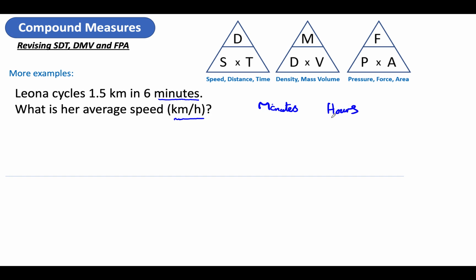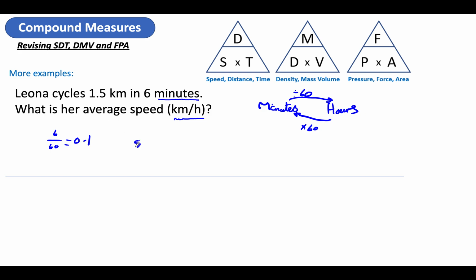Well, if you were going from hours to minutes, we know that there are 60 minutes in an hour, so you'd have to times it by 60. If I was going from minutes to hours, I'm going to do the opposite. I'm going to divide it by 60. That makes sense, doesn't it? 60 minutes divided by 60 gives me 1 hour. So first of all, let's do that. 6 divided by 60, if you do it in a calculator, you will find that it is 0.1 hours. Okay, so I've changed my minutes to hours.